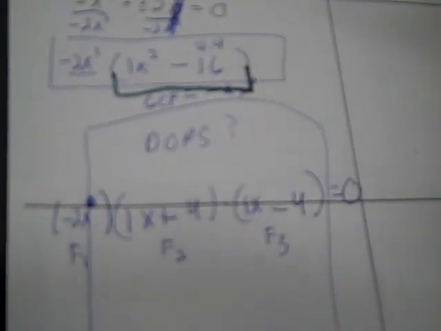And don't forget to pull down your negative 2x to the first power. Okay, you can get rid of the first power, but then this is F1, this is F2, this is F3, and all of this equals 0. So I set each factor individually equal to 0.